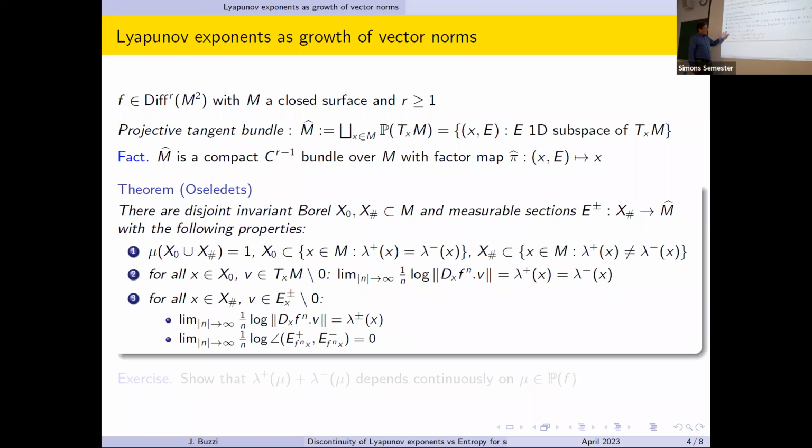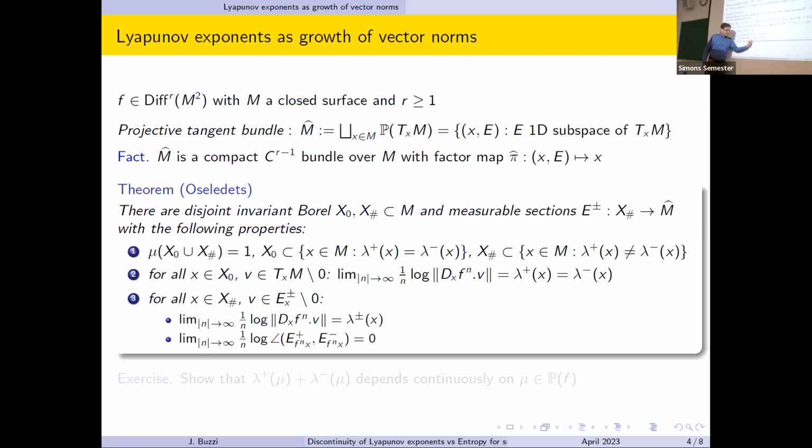And on the other side, it's more interesting. If you take any non-zero vector along E plus, then it will grow at the exponential rate given by lambda plus. Same thing, you can iterate forward or backward. You have this property for E plus with lambda plus, and for E minus with lambda minus.